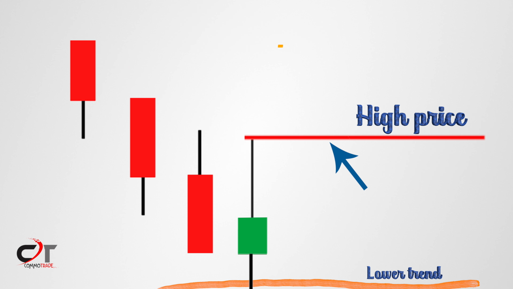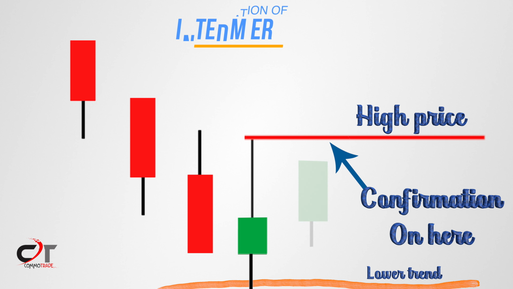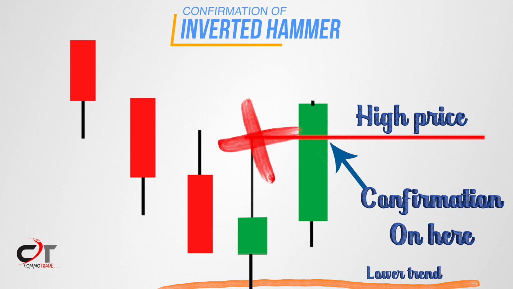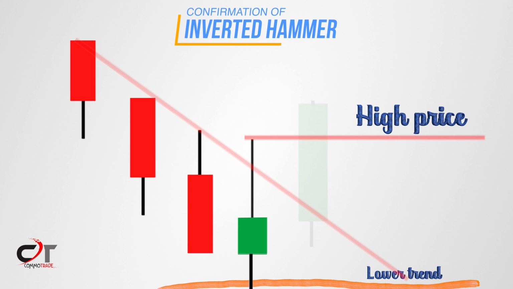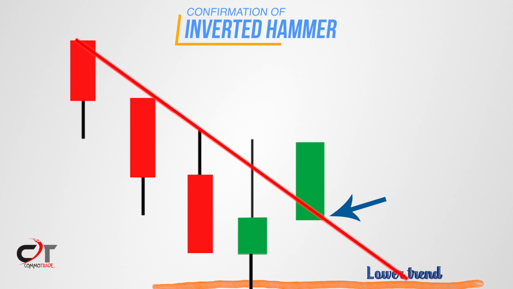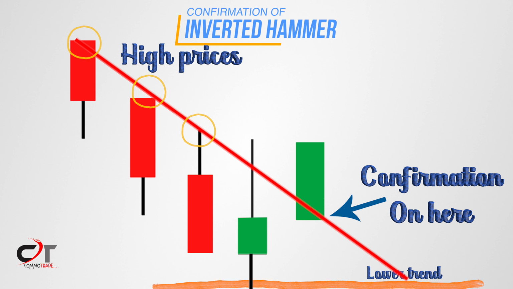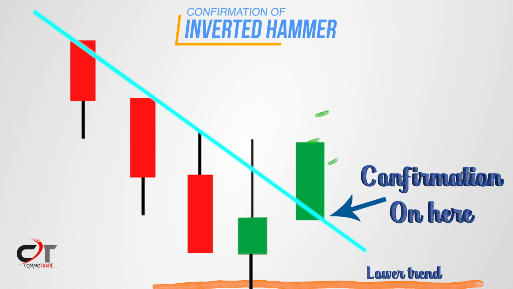Some traders say that confirmation occurs when the next candle of the inverted hammer crosses the inverted hammer's high price, or goes above the high price of the inverted hammer. It is not correct. For the inverted hammer candlestick pattern, confirmation occurs if the next candle crosses the line of the previous candle's inverted hammer resistance, or the high price of the previous candles.